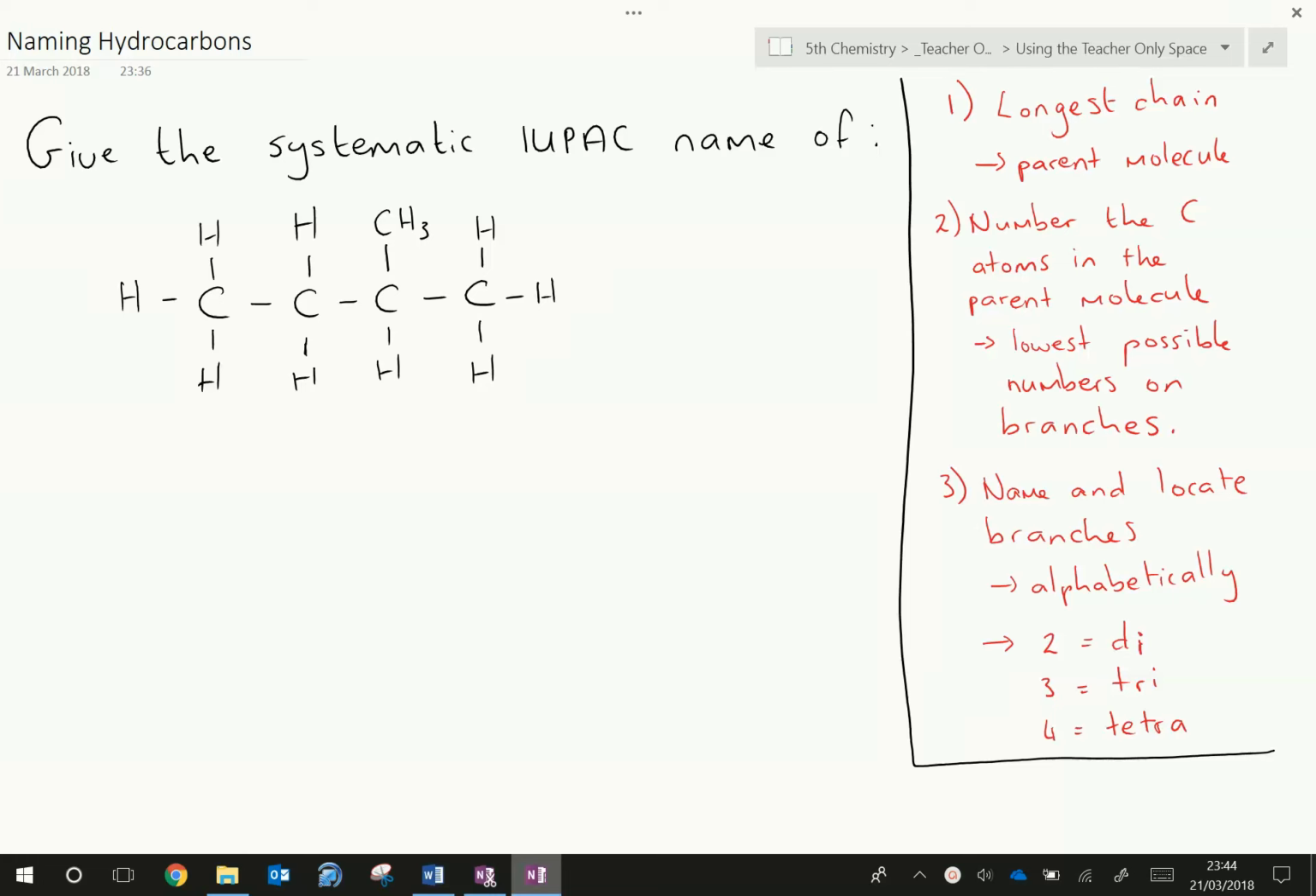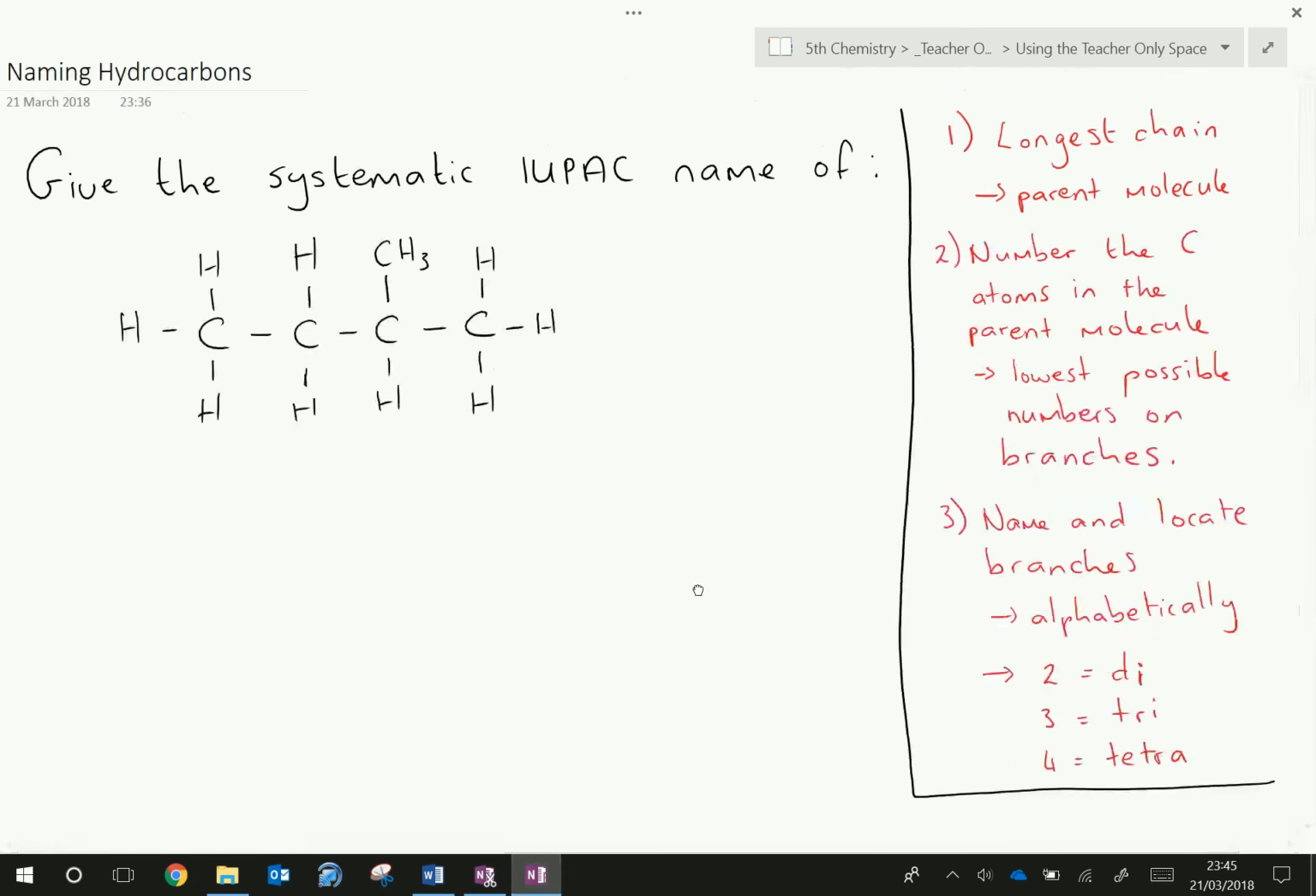Okay, right, so in this example we're being asked to give the systematic IUPAC name of this compound. And as we see on the right hand side here, our first step is to locate the longest chain of carbons, and that will give us the parent molecule. So if we have a look here, the longest chain of carbons is 4 carbons long. So we know that our parent molecule for step 1 is going to be butane.